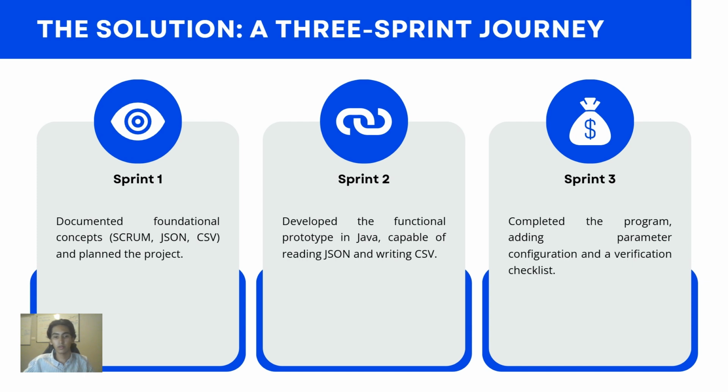Sprint number two is developing the functional prototype in Java capable of reading JSON and writing CSV. And sprint number three is completing the program, adding parameters, configuration, and verification checklists. And in my case, I added an interface for the user.